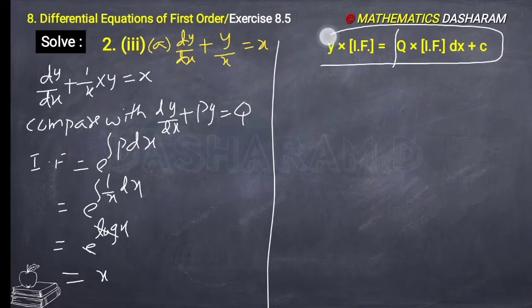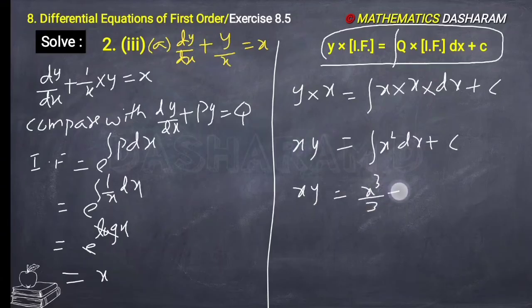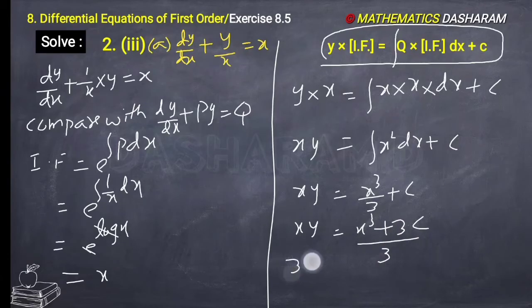Next, here is the formula to find the solution: y into I.F., that is x, equals integration of q, that is x into x dx, plus c. So integration of x square dx plus c. So x into y equals x cube divided by 3 plus c. So xy equals (x cube plus 3c) divided by 3. So 3xy equals x cube plus 3c, which is our required answer.